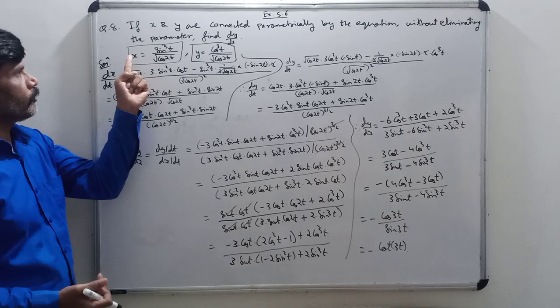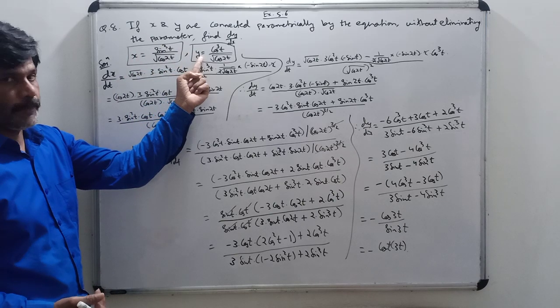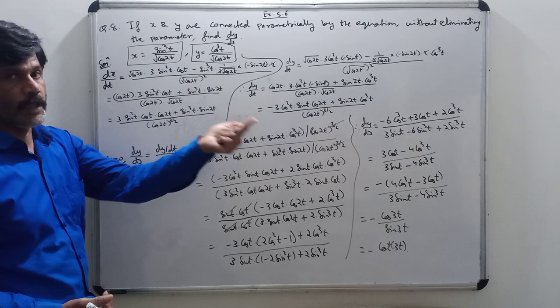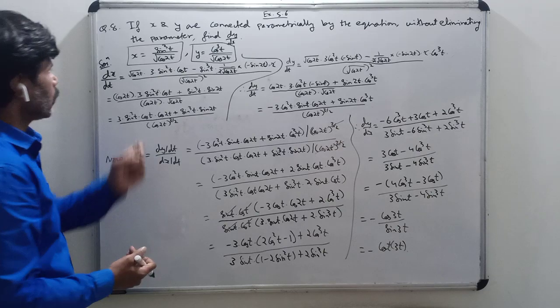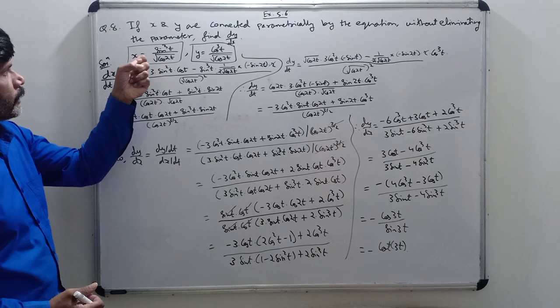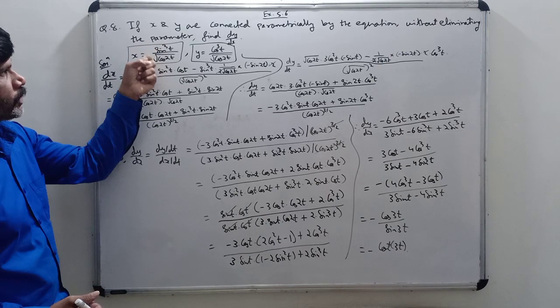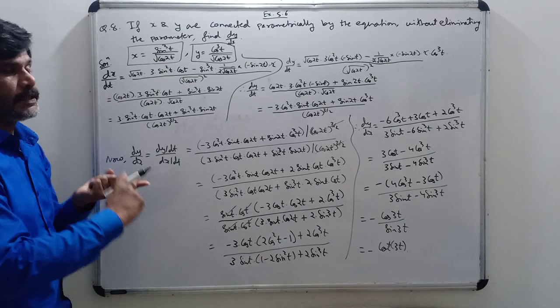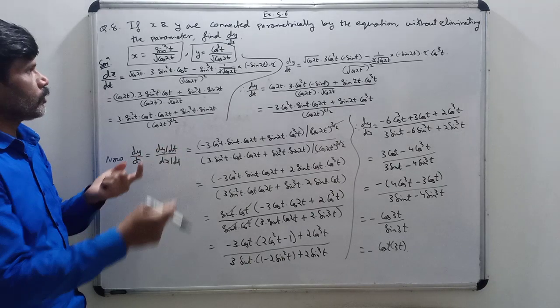Means first of all I'll find out dx by dt, then I'll find out dy by dt, and dy by dx is equal to dy by dt upon dx by dt. Okay, so first we are finding dx by dt, so derivative of x with respect to t is dx by dt. That is equal to, this is in the form of fx upon gx. So what is the derivative of fx upon gx? Gx into derivative of fx minus fx into derivative of gx.